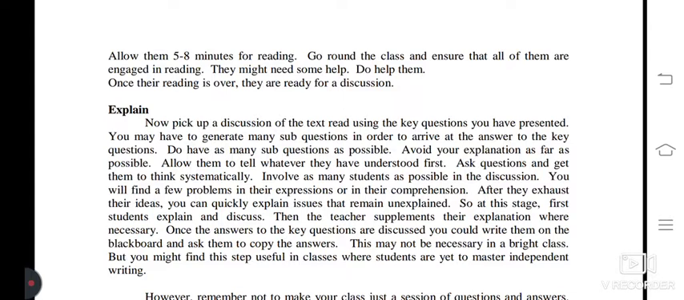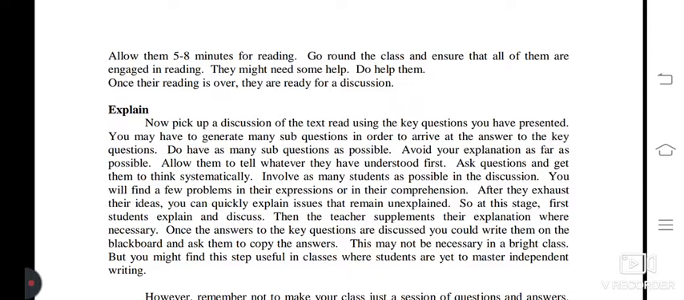Avoid your explanation as far as possible. Allow them to tell whatever they have understood first. Ask questions and get them to think systematically. Involve as many students as possible in the discussion. You'll find a few problems in their expressions or in their comprehension. After they exhaust their ideas, you can quickly explain issues that remain unexplained. So at this stage, first students explain and discuss, then the teacher supplements their explanation wherever necessary.